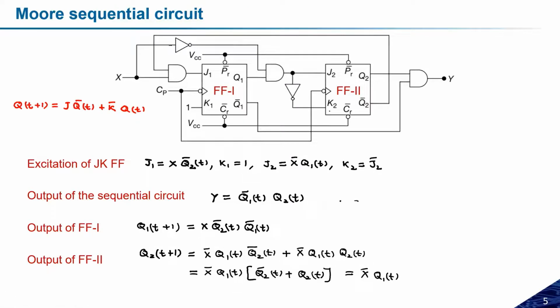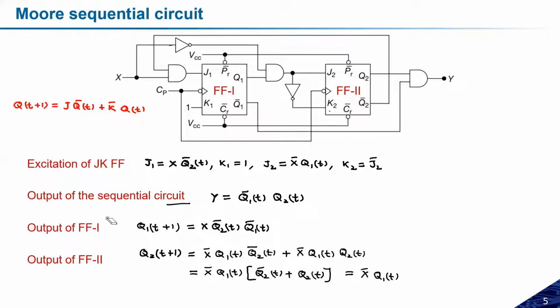Okay, so if you see here, the output of the sequential circuit, the output of the first flip-flop, and the output of the second flip-flop, these three terms will be utilized to prepare the characteristics table. Let us try to see. If you can recall, the output of this one depends on Q1 and Q2. The output of flip-flop one depends on X, Q1 and Q2, and the output of the second flip-flop depends on X and Q1. So based on these values, let us try to prepare the characteristics table.